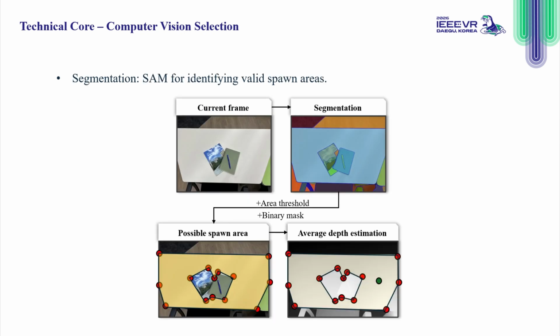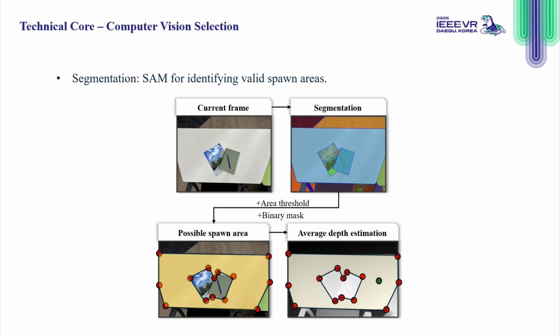To ensure virtual objects are placed in feasible, empty locations, the system identifies potential spawn areas. We utilize the Segment Anything Model for this task. SAM segments all distinct objects and surfaces in the image. We filter these segments based on a minimum area threshold to focus on significant surfaces.